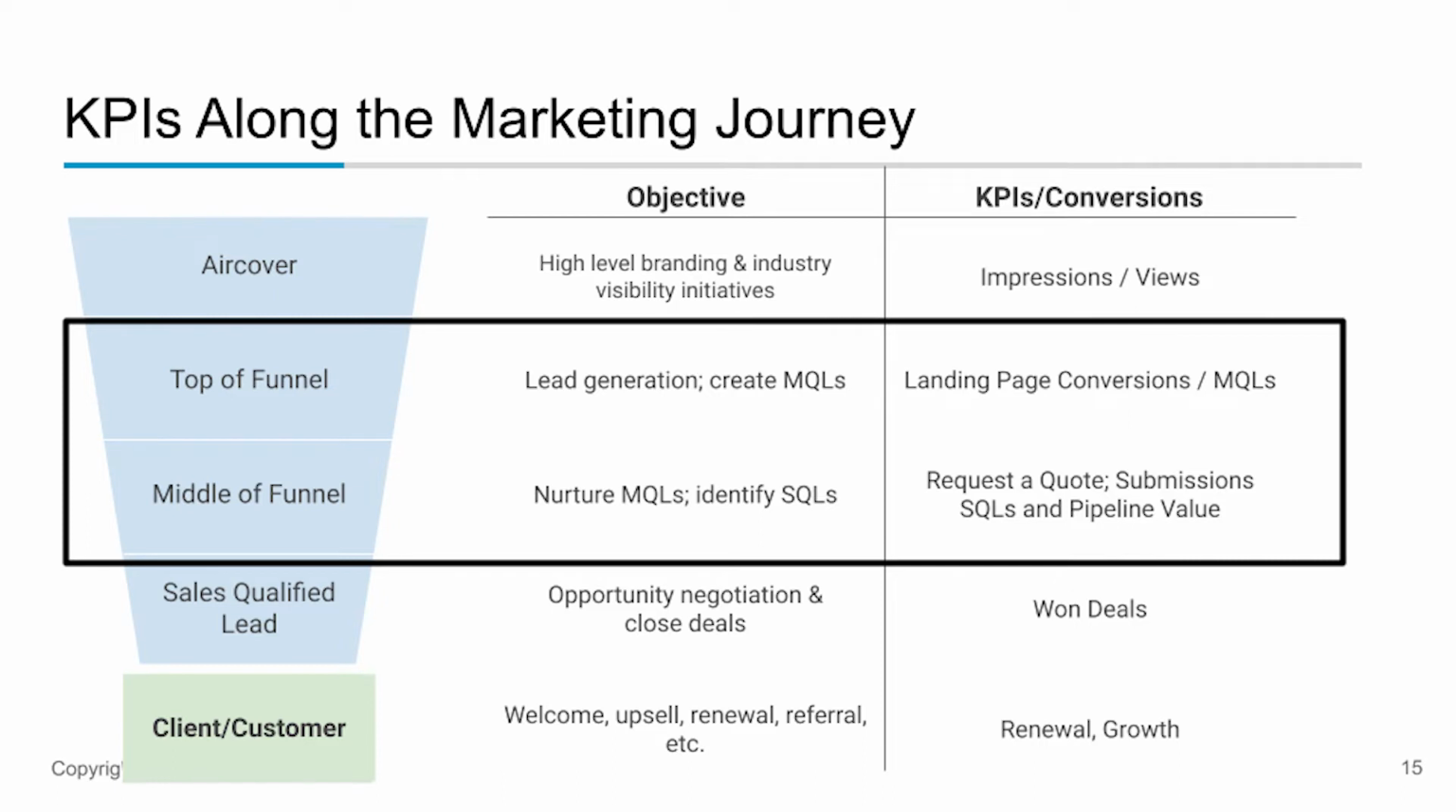So, KPIs along the marketing journey. What are some of the KPIs to monitor in this stage? The number one objective of any nurture campaign is to continue to warm up marketing qualified leads to become sales qualified. This is typically referenced as a middle funnel tactic, but it does overlap with your top funnel tactics.